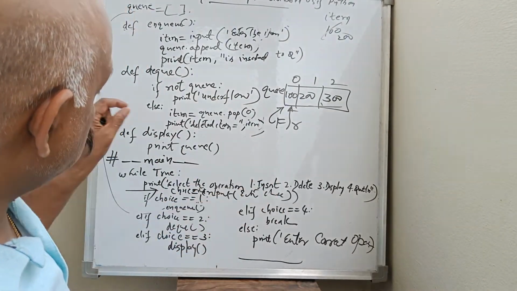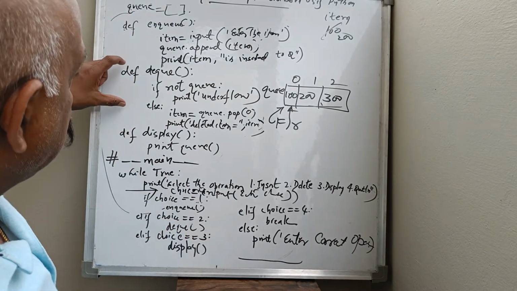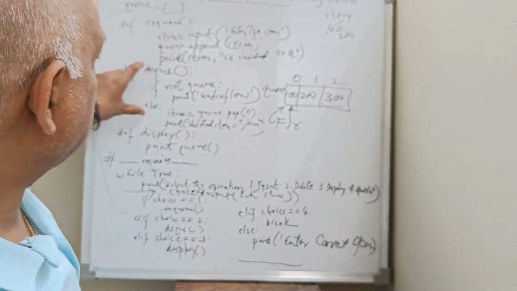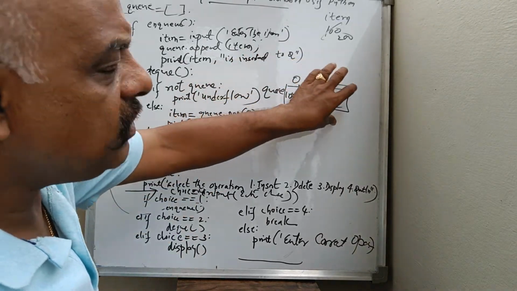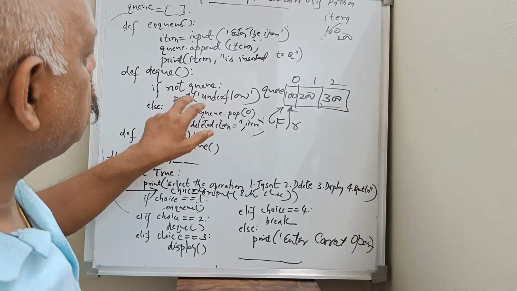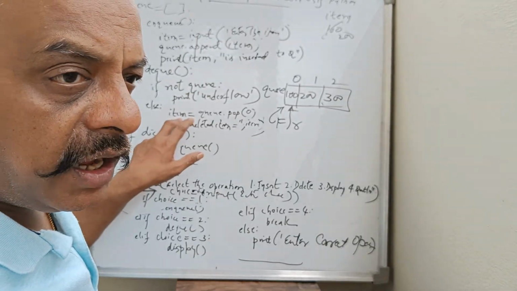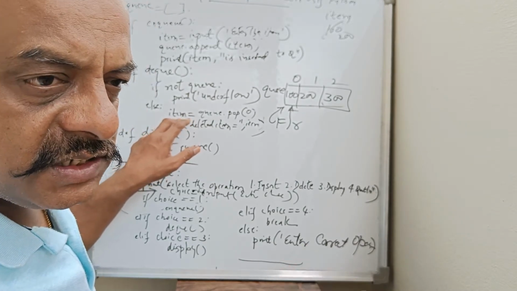With choice 2, the dequeue functionality has to be executed. You should have a function definition for dequeue, that is, removing an element from the queue. Here you are testing for an empty queue. If not queue, the queue is full now, elements are there in the queue, so this will not be executed. Always the item will be removed from the queue first in, first out.